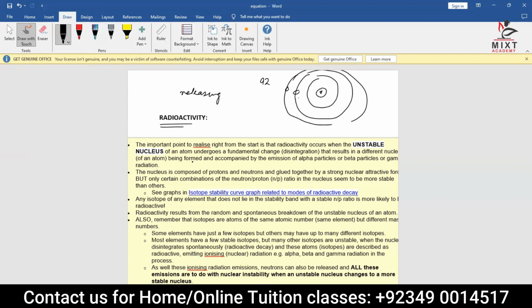and accompanied by the emission of alpha particle, comma, beta particle, or gamma particles. Sometimes you find it as with the radiation word, sometimes you found it with the particles. You can use with anyone. We will discuss them later on, what exactly they are. But for the time being, we will actually writing the definition for that.